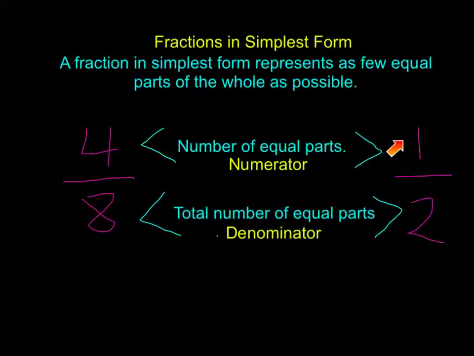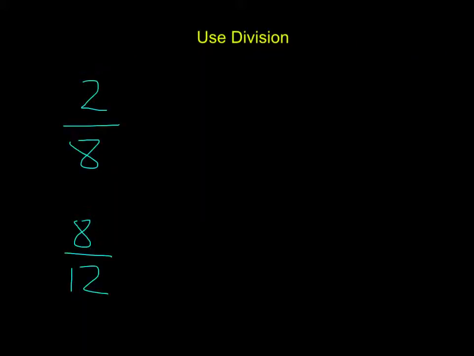Then we only have one part out of 2, rather than 4 out of 8. So, here we go. The first example we're going to do is we're going to use division. We can use division by dividing the numerator and the denominator by the same thing, whatever they will divide into equally, in order to take it down.